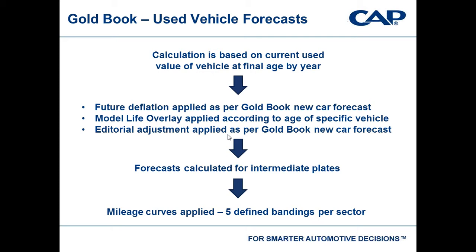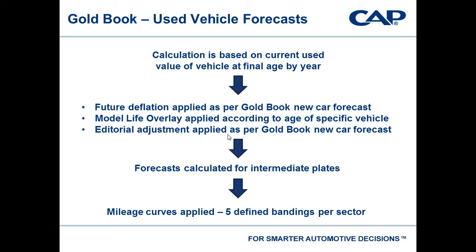In terms of the used vehicle forecast, it works in a very similar way. And it's based on what is the age of that vehicle going to be at the end of the forecast period. So if it was a 3-year-old vehicle today and it was going out for 2 years, then that's going to be a 5-year-old vehicle at the end of the forecast period. So we take a 5-year-old value today and move that forward for the 2-year forecast period, according to how we think a 5-year-old value is going to move over those next 2 years. So that's applying the deflation.